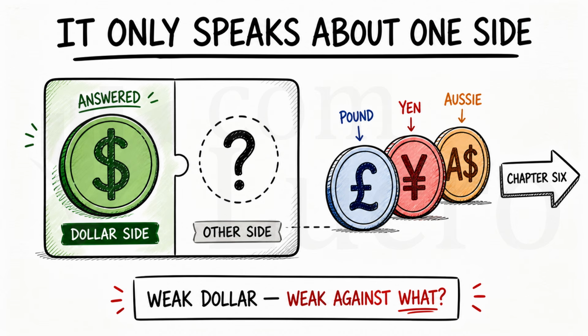Second, a pair has 2 currencies, and the index only speaks about one of them. Knowing the dollar is weak tells you nothing about whether the pound, the yen, or the Aussie is the better way to be shorted. That gap is exactly what the next chapter of this course exists to close.